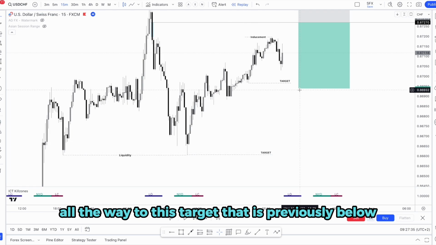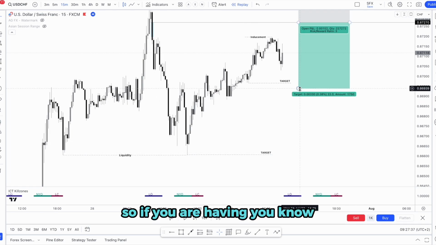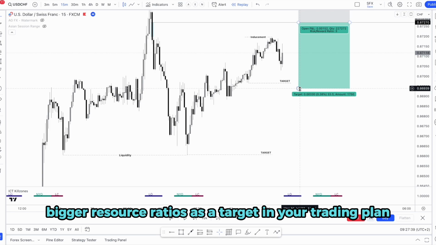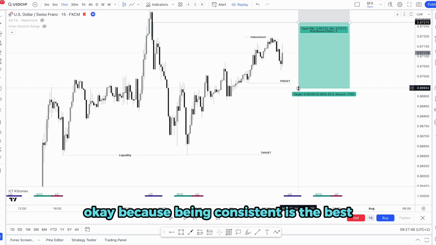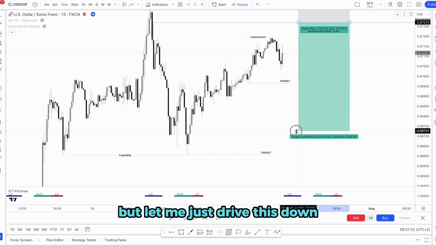So this was my trade yesterday, and obviously price pushed even lower all the way to this target that is previous daily low. So if you are having bigger risk reward ratios as a target in your trading plan, then obviously you can use that, but my trading plan says 1 to 3 maximum, okay, because being consistent is the best. But let me just drive this down.